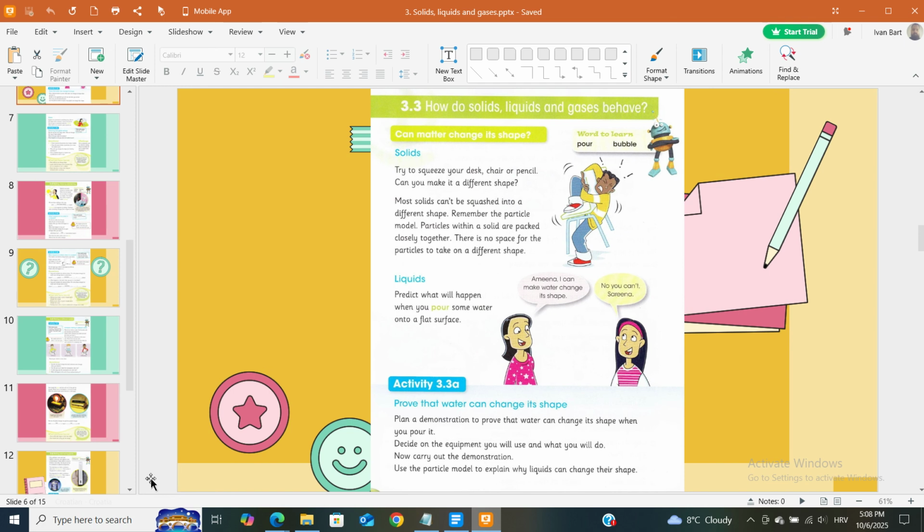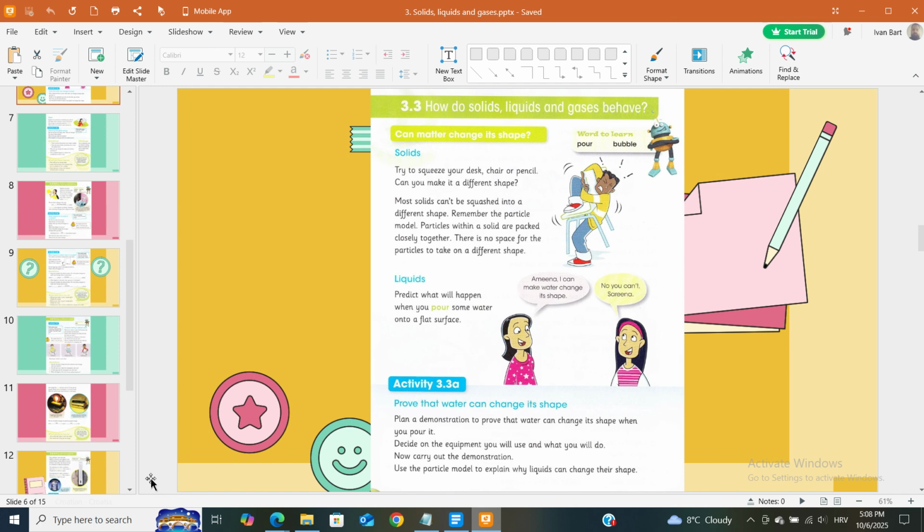Activity 3.3: Prove that water can change its shape. Plan a demonstration to prove that water can change its shape when you pour it. Decide on the equipment you will use and what you will do. Now carry out the demonstration. Use the particle model to explain why liquids can change their shape.